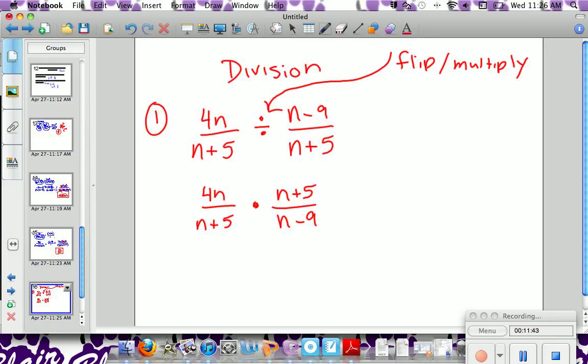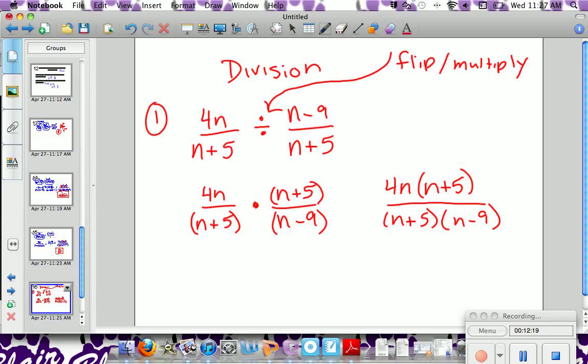Now I go through and I make sure everything's in simplest form. 4n's good, n plus 5 is in simplest form, n plus 5 is in simplest form, and n minus 9 is in simplest form. Notice I locked those in with parentheses. If you have addition or subtraction, I like to lock them in. That way you don't start getting crazy crossing things out. We're going to multiply straight across. 4n stays on the outside of the parentheses, n plus 5, all over n plus 5 times n minus 9.